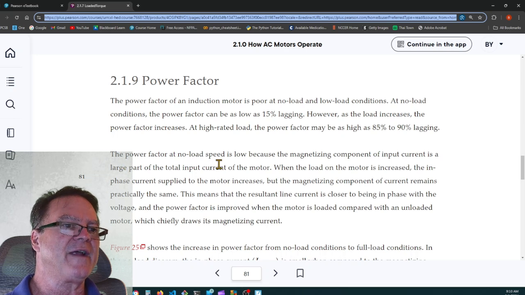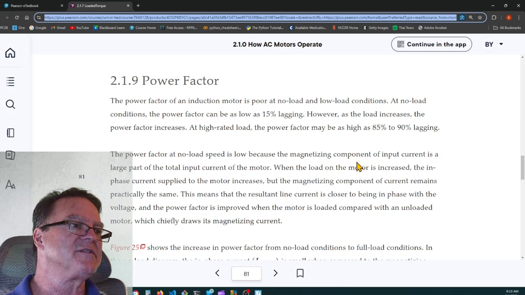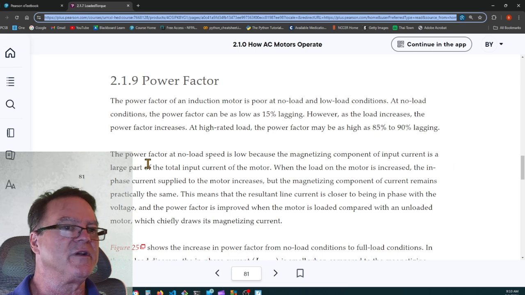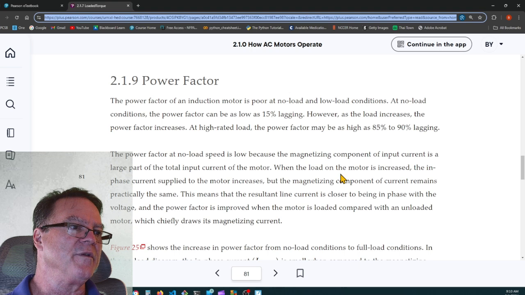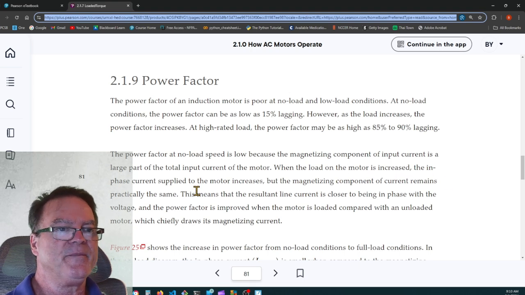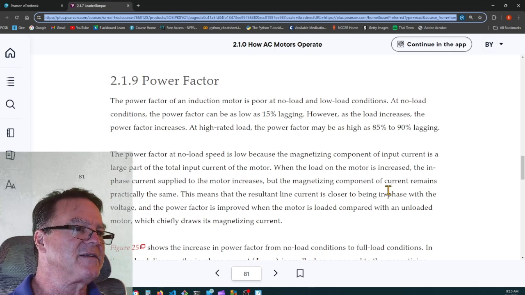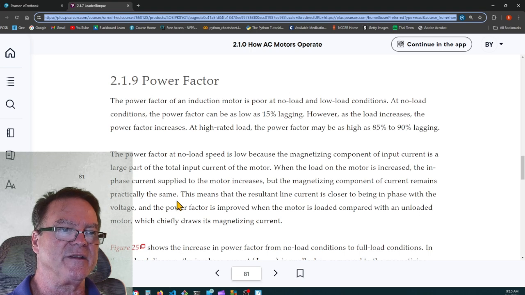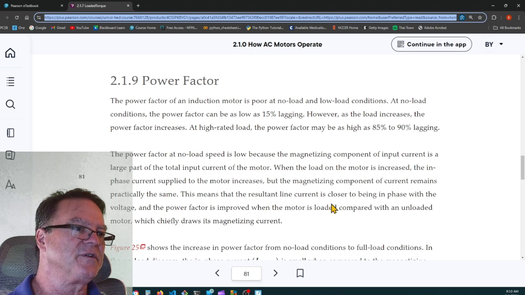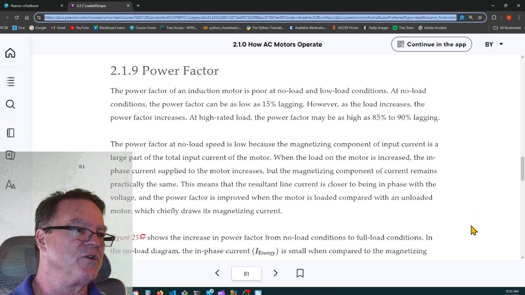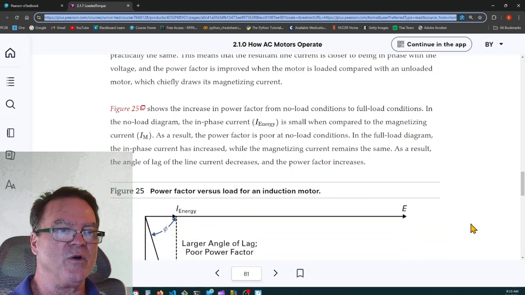So the power factor at no load speed is low because the magnetizing component of the input current is a large part of the total input current of the motor. When the load on the motor is increased, the in-phase current supplied to the motor increases, but the magnetizing component of the current remains practically the same. This means that the resultant line current is closer to being in phase with the voltage, and the power factor is improved when the motor is loaded compared to with an unloaded motor.